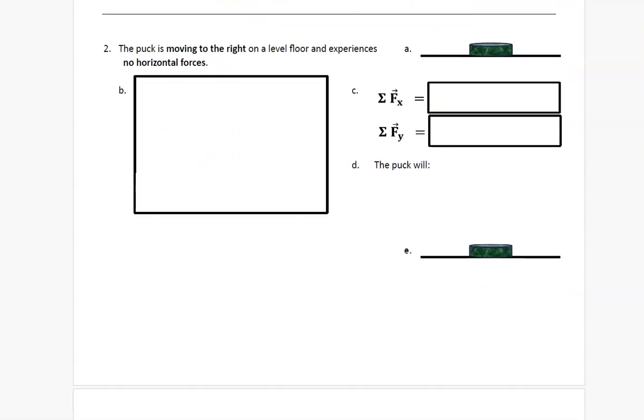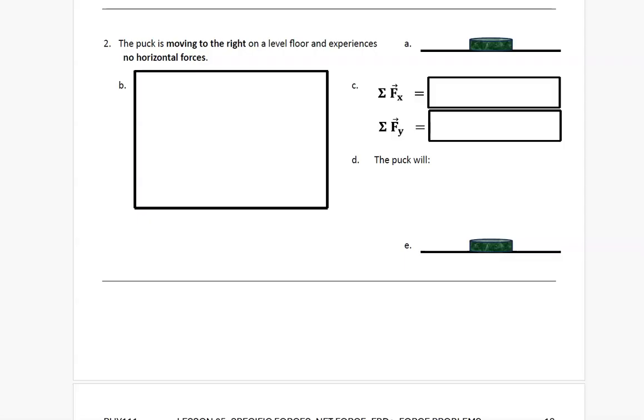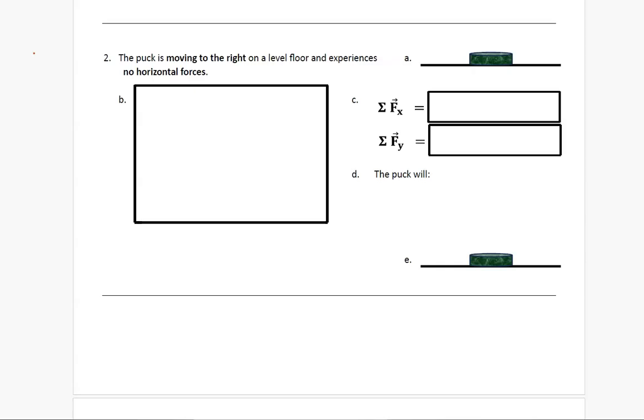Looking at question 2, the puck is moving to the right on a level floor, so it's already moving, and experiences no horizontal forces. So this is exactly the same situation as in question 1, except the puck was already moving, presumably at a constant velocity to the right. So we have our constant velocity to the right, and there's no acceleration. It's just moving to the right.